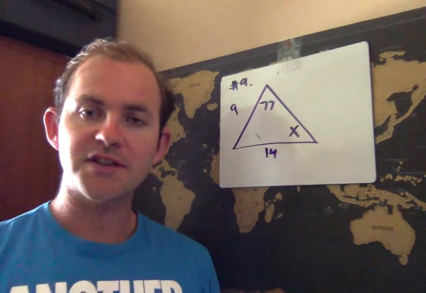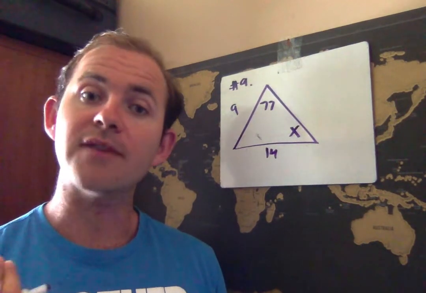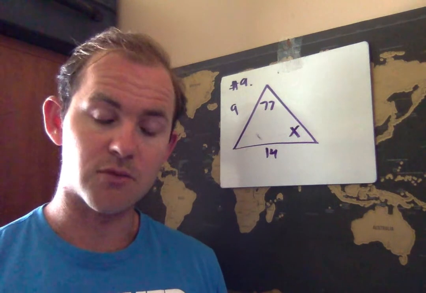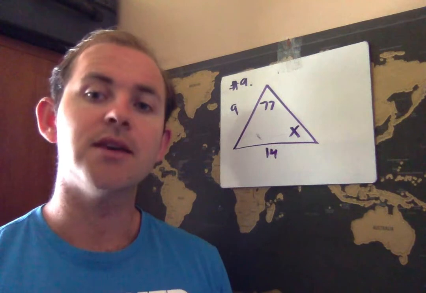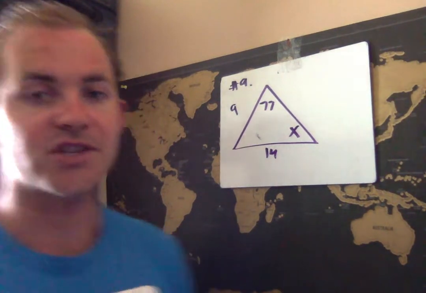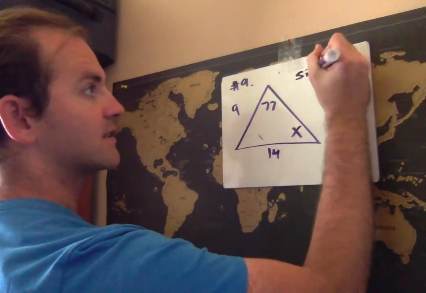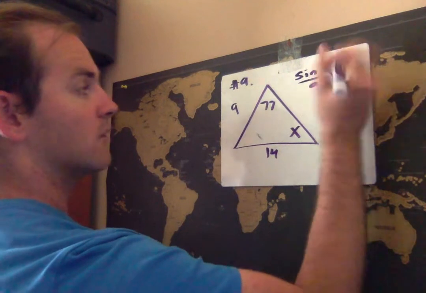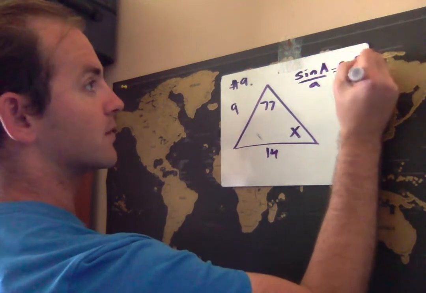So as a reminder, what does the law of sines say? The law of sines says that if you have an angle side pair within any kind of triangle, whether it's acute, obtuse, or right, you can find unknown sides or unknown angles by simply using ratios. So step one, we're going to start by writing sine A over A equals sine B over B.